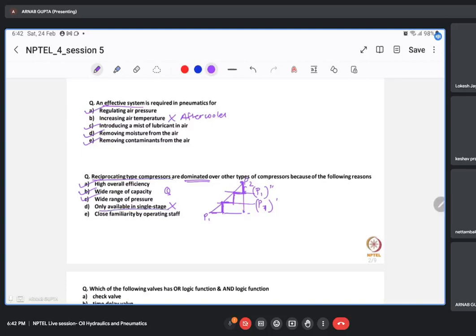Next, we have close familiarity by operating staff. Yes, this is also correct, because while dealing with such compressors, you should know the different moving parts, the static parts, and how to disassemble and assemble them. You should be thorough with it. Since it does not have very complicated or integrated parts inside it, it is easy to handle by the staff.